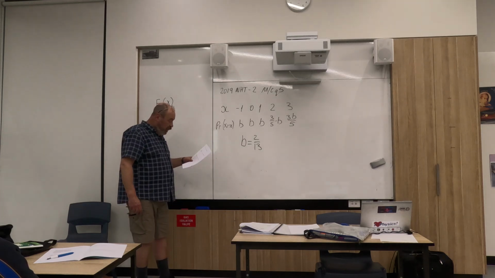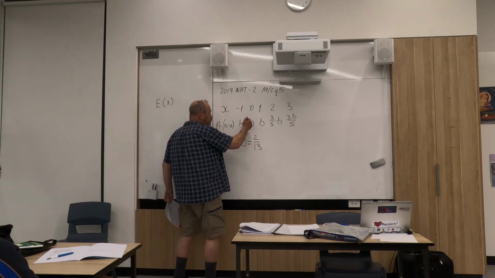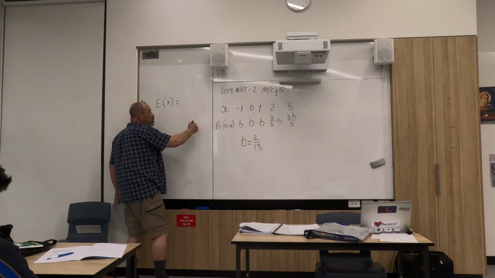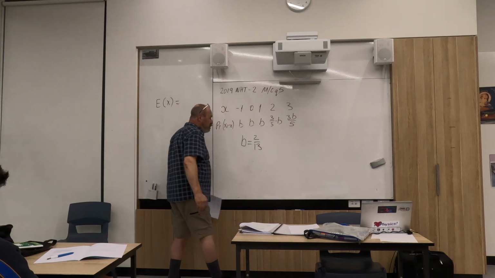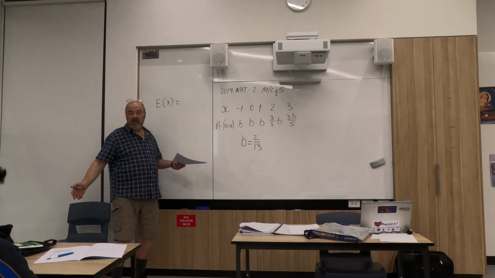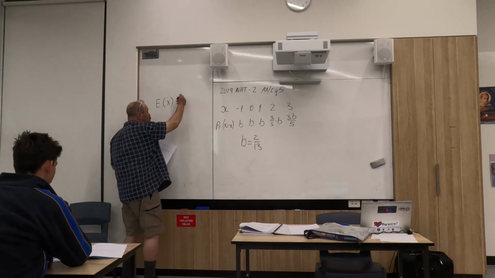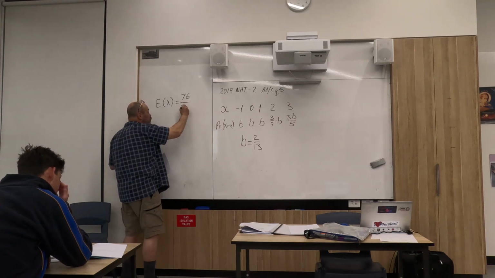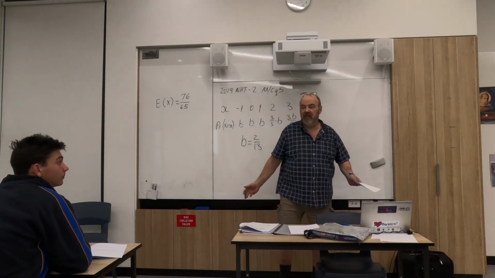Now that we have found b, we replace it here and calculate the expected value by multiplying those values and adding them up. You just need to do a little bit of fraction work, but a calculator is available, so it's no problem at all. If you do it correctly, it is 76 on 65. It just requires a little bit of time, but it is very straightforward.